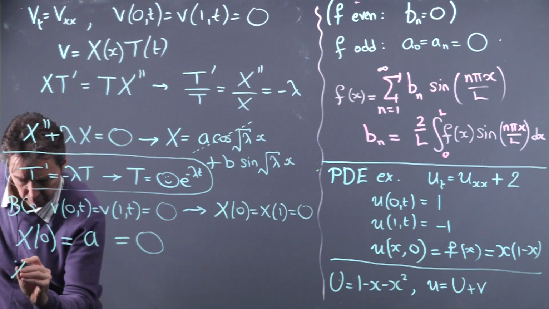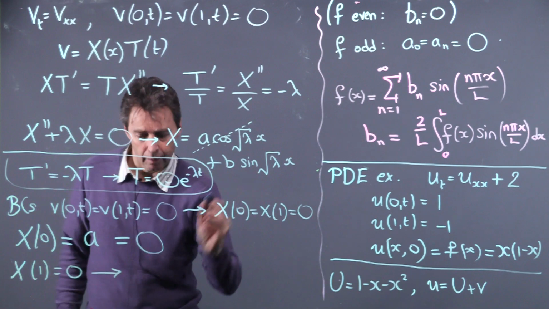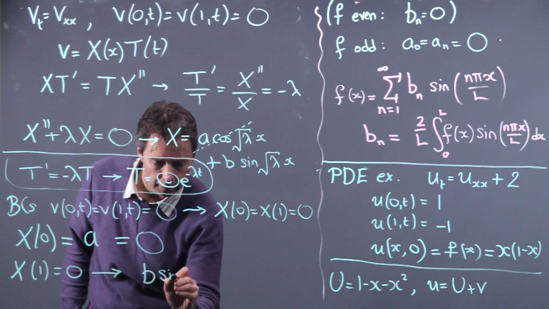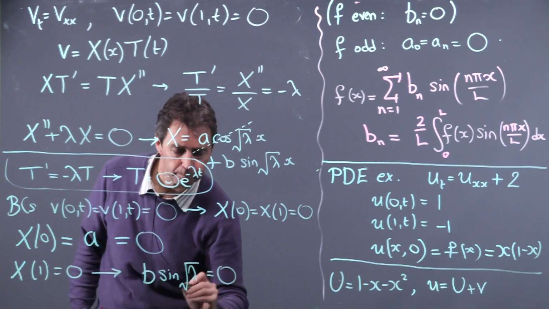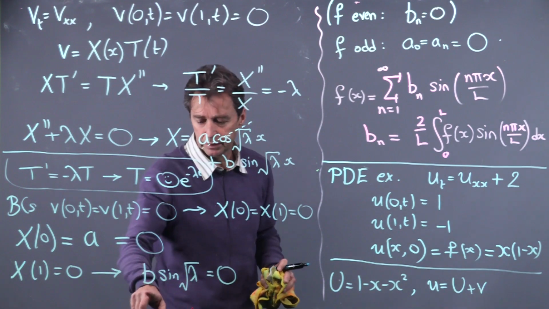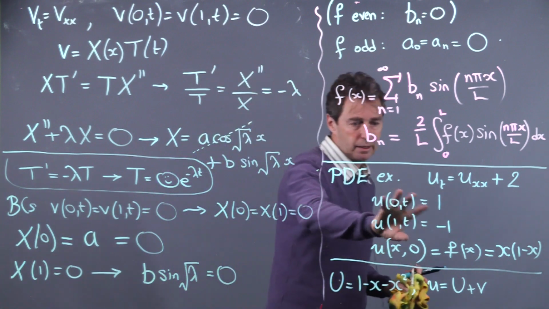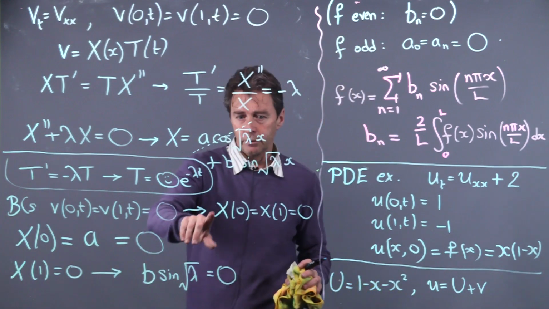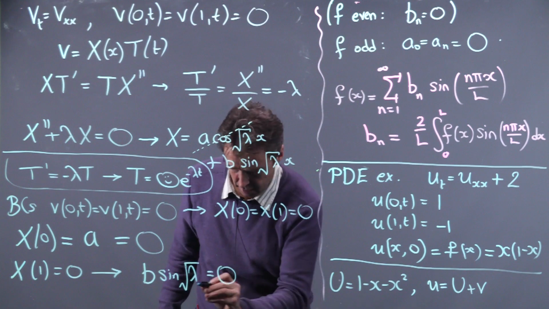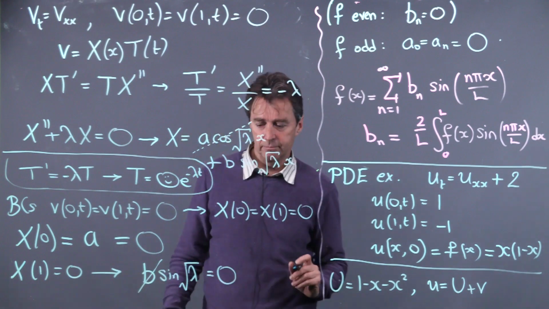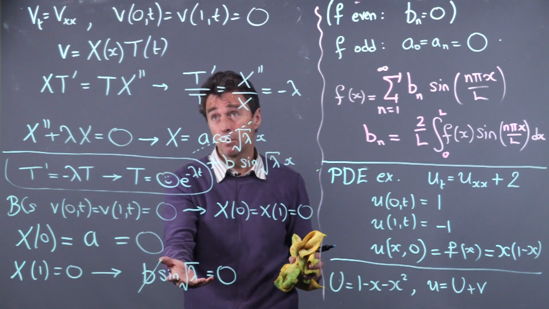Now let's have a look at the other one. X of 1 is equal to 0. So I'm going to put now b times sine of root lambda equals 0. If I put b equal to 0 to satisfy this, I don't get anything there. And at the end of the day, I have to get something. So the trivial solution is not an option. So I cancel the b off, and I need to put the sine of the square root of lambda to 0. So this is going to tell me what lambda is.